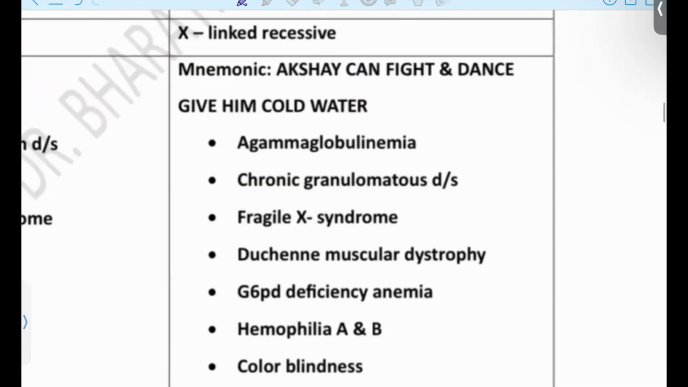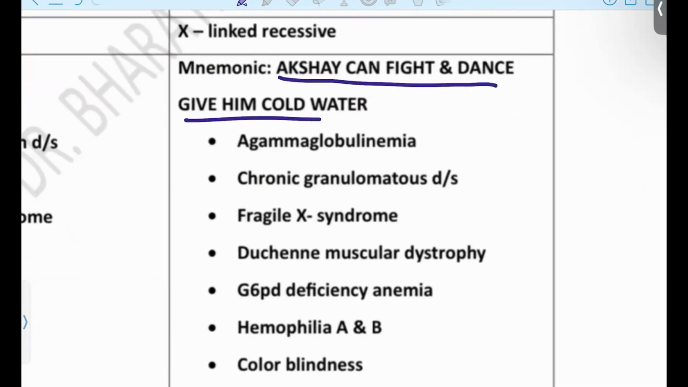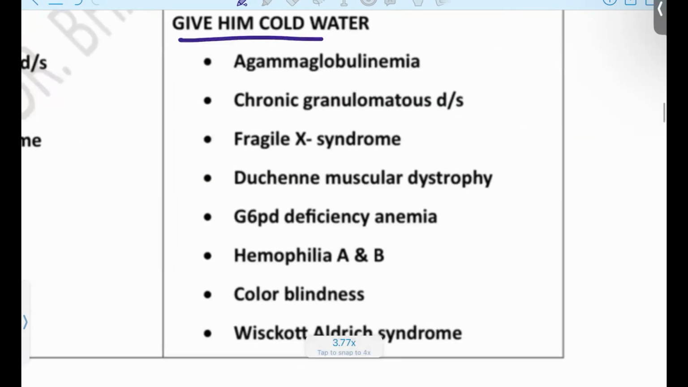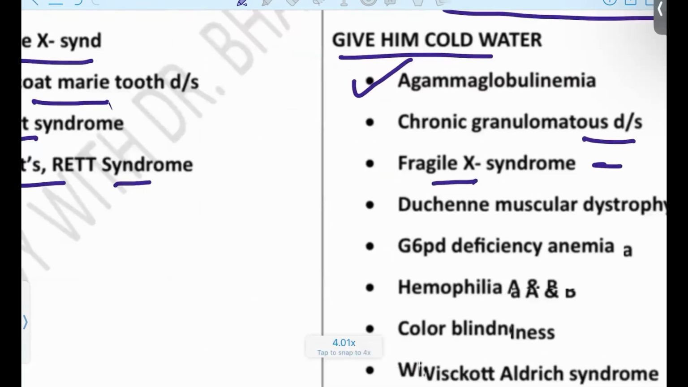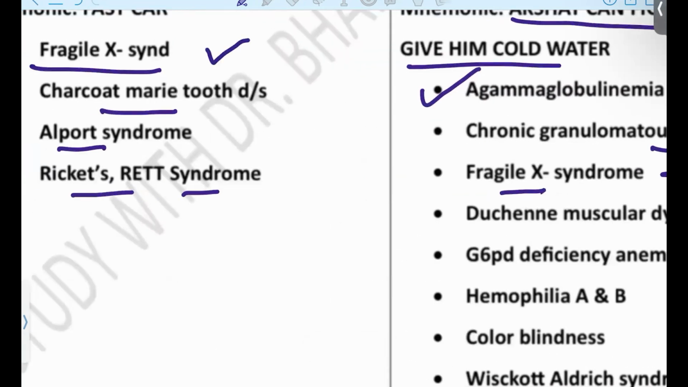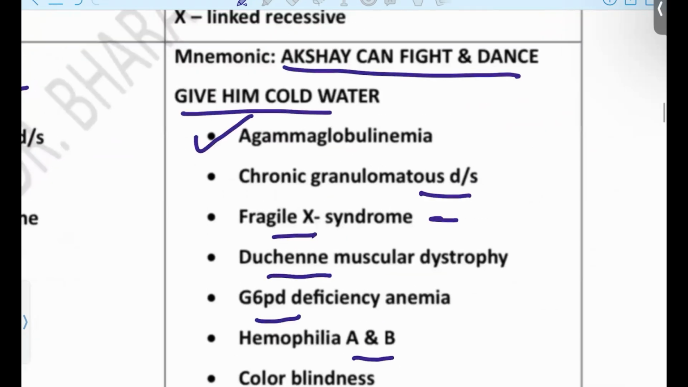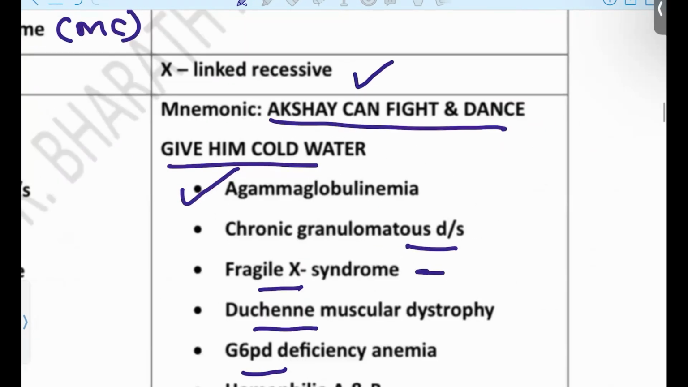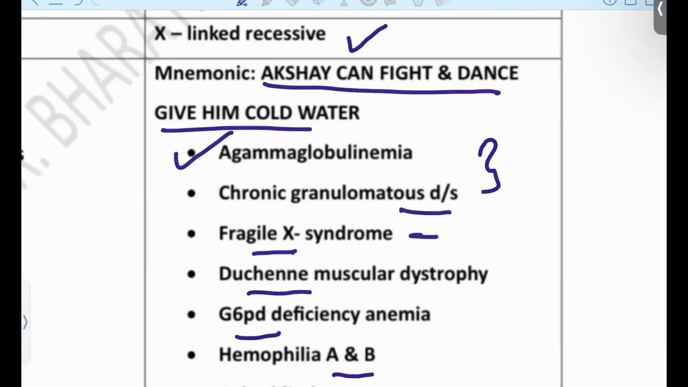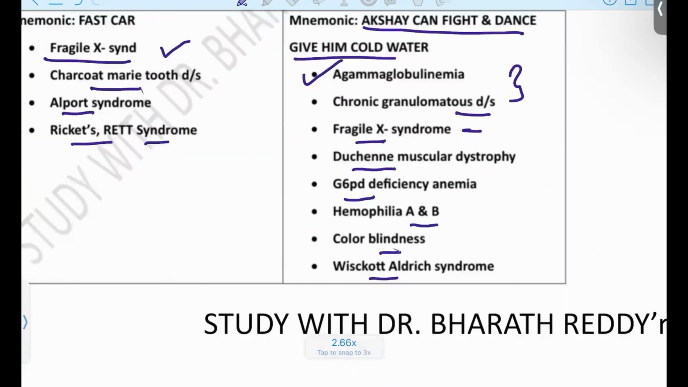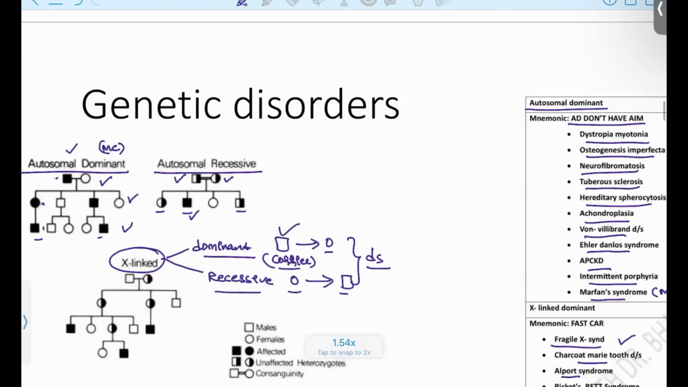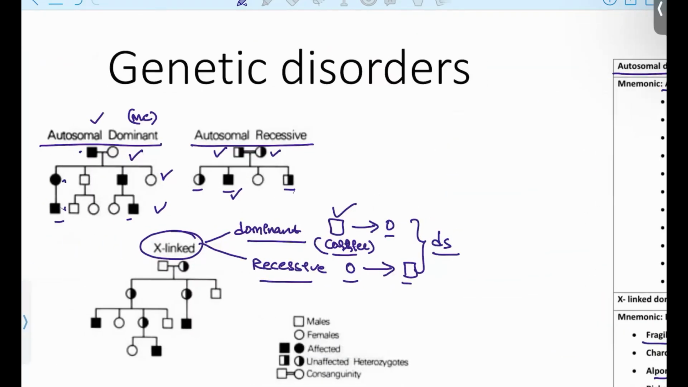And X-linked recessive: one of the mnemonics is "Akshay can fight, dance, give him the cold water." Agammaglobulinemia, chronic granulomatous disease, Fragile X is controversial, but if you have it as an option, choose this one only. And Duchenne muscular dystrophy, G6PD deficiency, hemophilia A and B, color blindness, and ocular albinism. You can also remember that X-linked recessive diseases are mostly immunodeficiency disorders. These examples and this Mendelian inheritance pattern identification are very important.